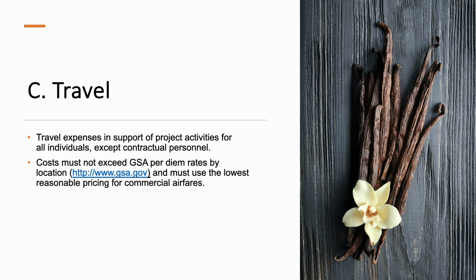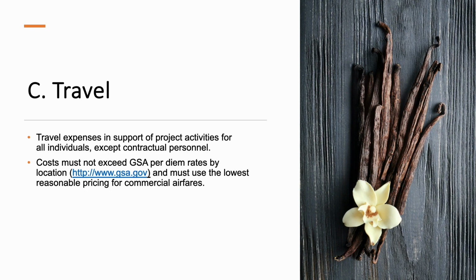Project-related travel expenses will be listed in Category C. The expenses listed here should be in support of project activities for all individuals except contractual personnel. If the project has contractors that will be traveling as well, those costs should be listed under the contractual section. Costs must not exceed those established by the United States General Services Administration or GSA. These rates vary by location, so be sure to look up the appropriate rates using the GSA website.